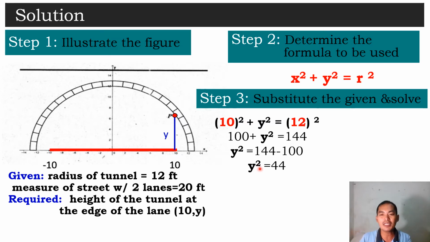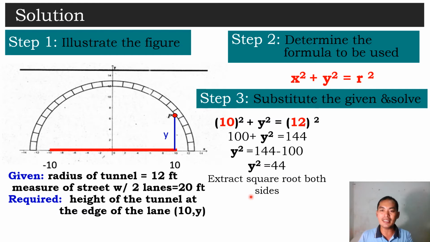And how to remove 2 as the exponent of y? This is exponent, so therefore, you need to multiply the exponent by another exponent. But how to make the exponent 2 equal to 1? So you multiply the exponent by 1/2. Or we call it raising both sides by 1/2. Or we call it extracting square root to both sides. Square root of y squared is y, while square root of 44 is square root of 44.